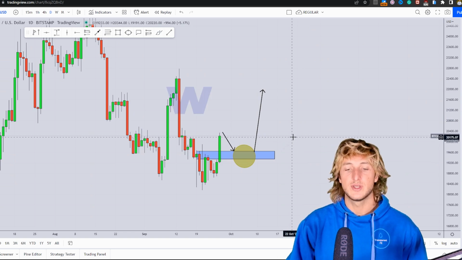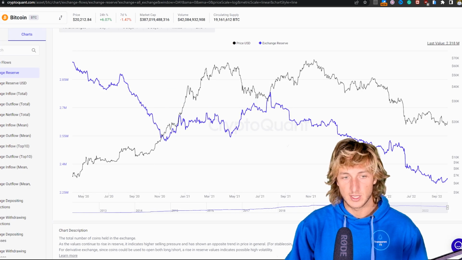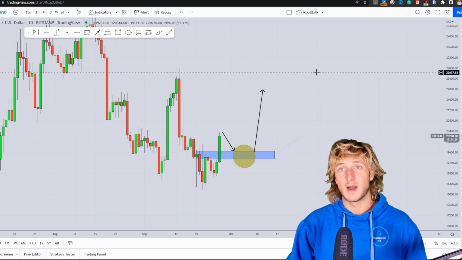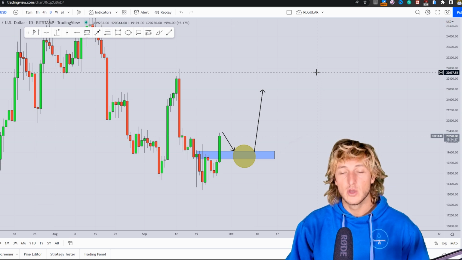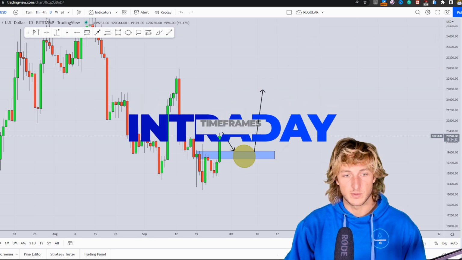Now, as usual, trading is reactive and not predictive. The monthly, weekly, and daily combined with the on-chain data, those are the best time frames from a directional perspective. However, when it comes to confirmations and entries, the best time frames are the intraday time frames. So 4 hour and lower.